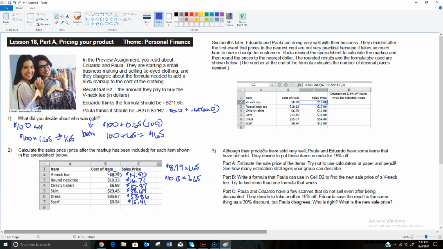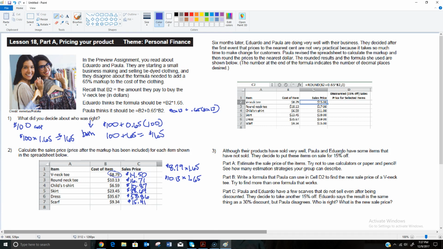And then it says, although their products have sold well, Paula and Eduardo have some items that have not sold, so they decide to put them on sale. So we're supposed to first estimate the sale price of the items. Try not to use calculators or paper or pencil. See how many estimation strategies you can come up with.